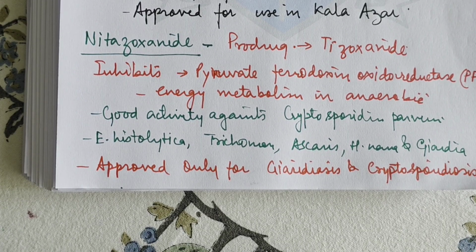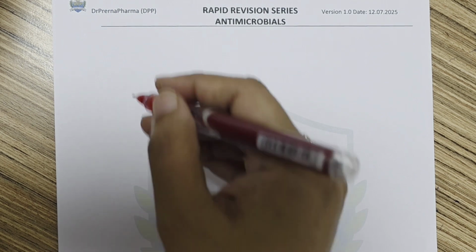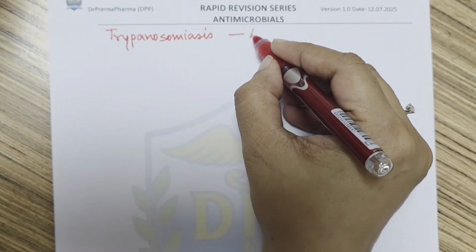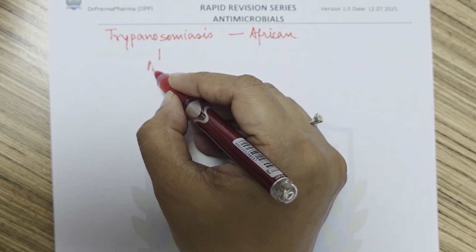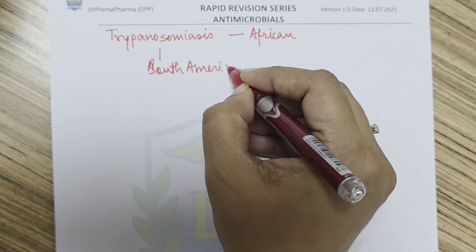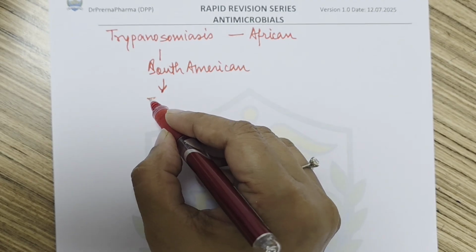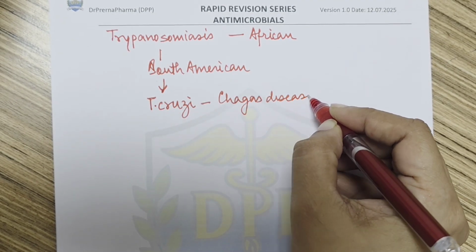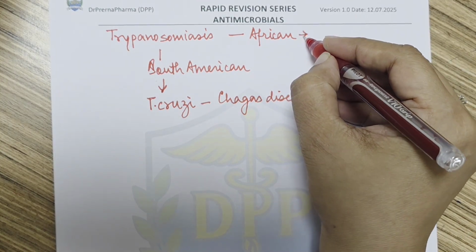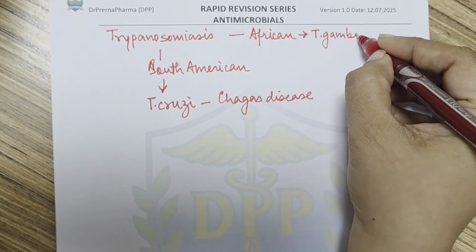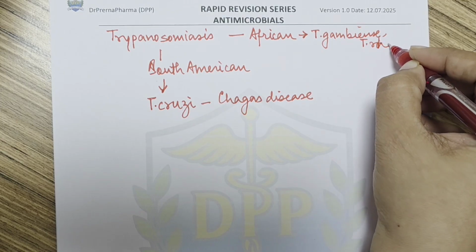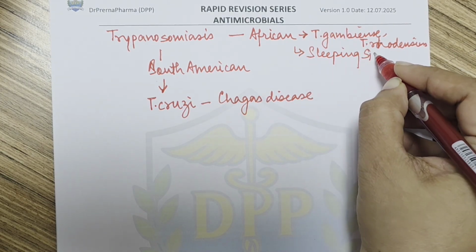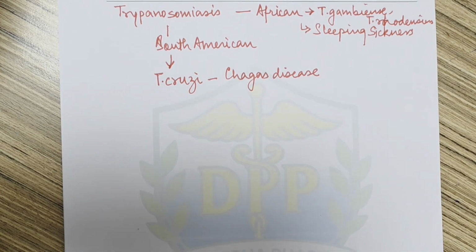Next, let's take the treatment for trypanosomiasis, leishmaniasis. Coming to other antiprotozoal infections, so here we have trypanosomiasis. Now, trypanosomiasis is of two types. It is African and it is South American. Right? Now, South American trypanosomiasis is caused by Trypanosoma cruzi and it is called as Chagas disease. Okay? And African trypanosomiasis is caused by Trypanosoma gambiense and Trypanosoma rhodesiense. Then it is called as sleeping sickness. Okay? Now, what is the drug which is available for the treatment?